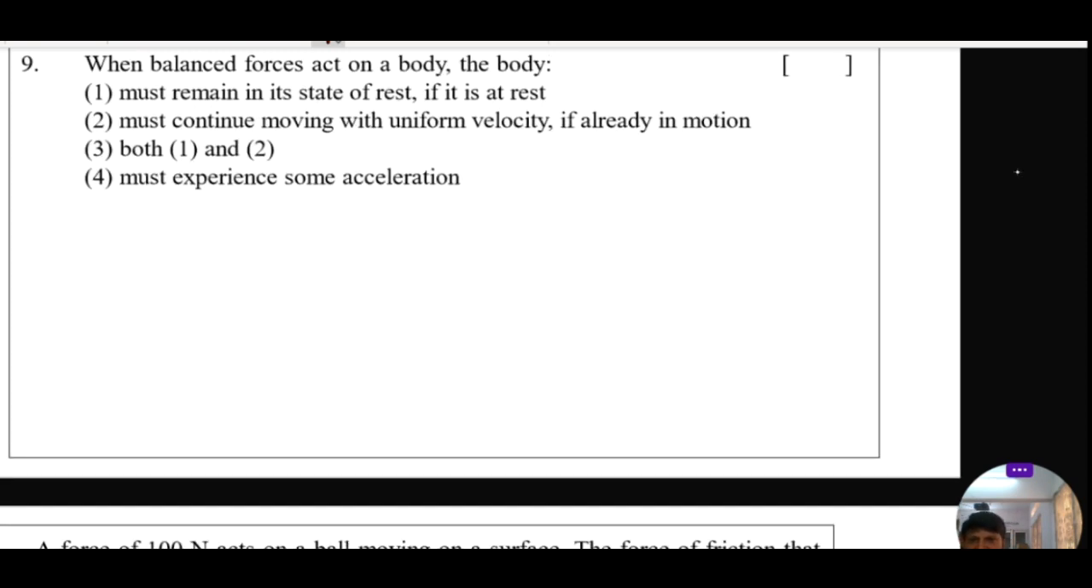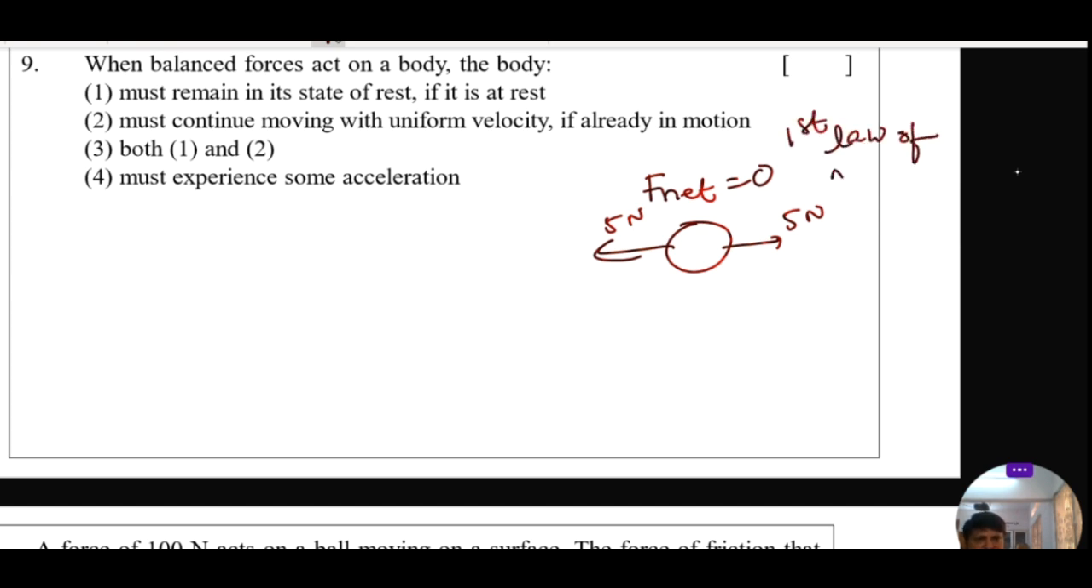When balanced forces act on a body, balanced forces means net force is equal to 0. Here balanced forces means two forces are acting along the same straight line in opposite directions. The net force equals 0. It is related to the first law of motion. First law of motion says a body must remain in its state of rest, or must continue to move with uniform velocity if already in motion. So two statements are correct. So option 3 is the right answer.